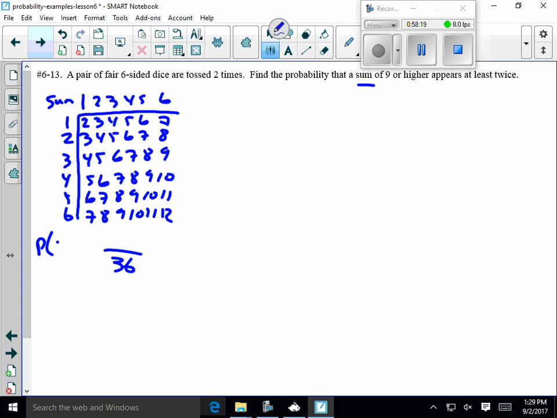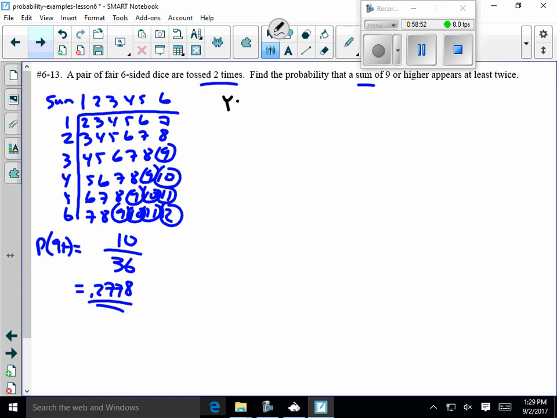And if I'm finding the probability that an individual toss has a sum of 9 or higher, well, 9 or higher would be 1, 2, 3, 4, 5, 6, 7, 8, 9, 10 of those cases. So that probability turns out to be 0.2778. That's the probability of a single toss having a sum of 9 or higher. So this says we're going to now toss the dice 2 times, and we want to find the probability that that happens at least twice. So let's use the symbol Y to mean that the sum is 9 or higher, and we'll use the symbol N to mean that the sum was less than 9.